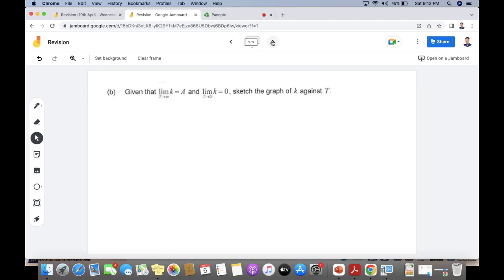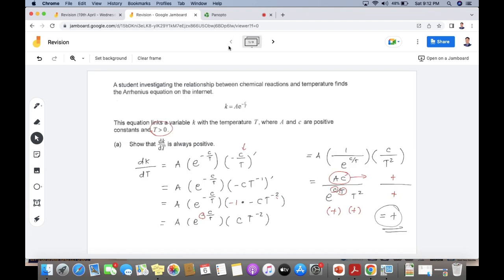So for this one, you're actually asked to sketch the graph of k against t. All right? So remember that in the equation, let's try to go back to the equation here. In the equation, k actually takes the place of your dependent variable. So this one acts like your y, and your t here is the independent variable. It acts as your x. Okay? So this actually is very helpful when we do the sketch.